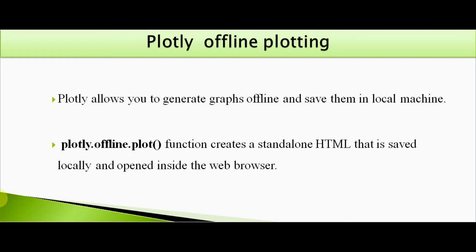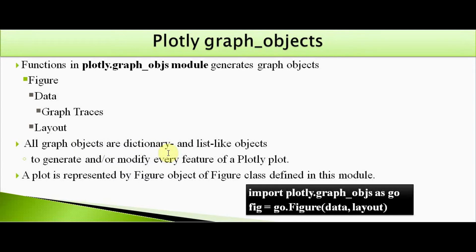So in order to perform offline plotting, we are using this method plotly.offline.plot function, which will create a standalone HTML file so that you can open that in your web browser, and also you can save them in your local machine. So in order to create plots using this Plotly, we need a module called graph_objs. Functions in this module will generate graph objects. So these are the graph objects belonging to graph_objs.